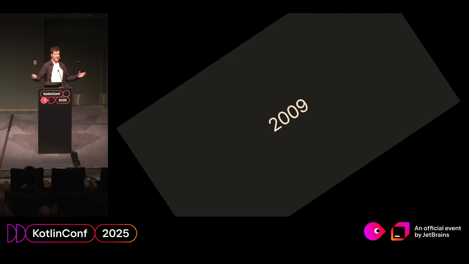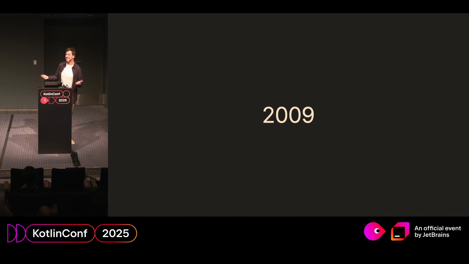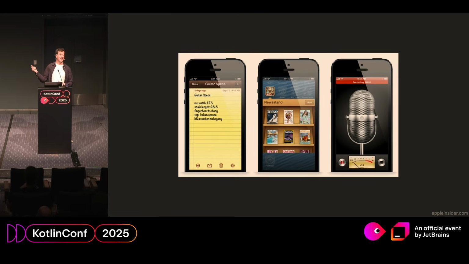Whoa! The year is 2009. How good is that? Love 2009. In 2009, iOS looked something like this. We were writing notes on actual notepads. We were picking up news from an actual newsstand. If you wanted to record audio, you spoke into an actual microphone, complete with decibel meter.